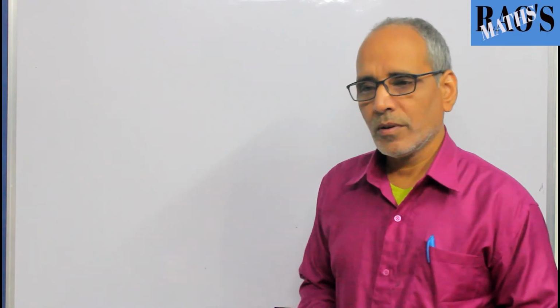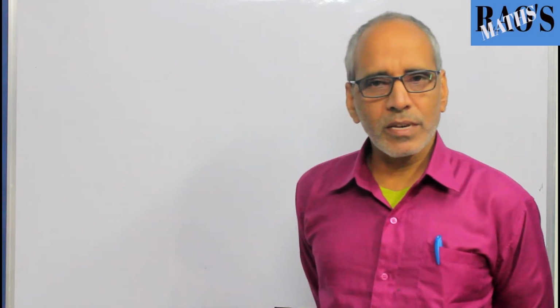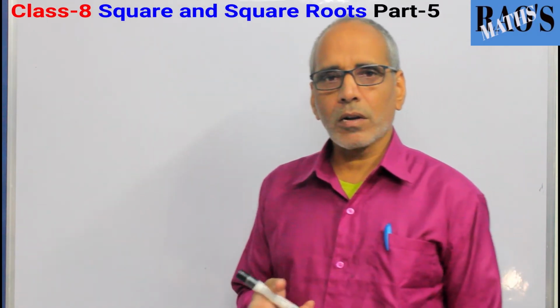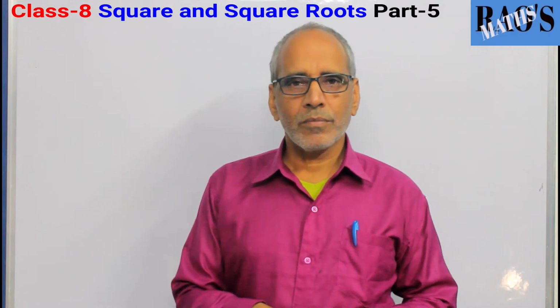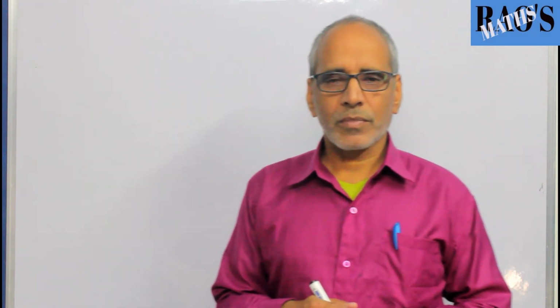For example, root 3 is not a square number, but we can find the root of 3 up to n number of places, that is up to the 10th place, 100th place or 1000th place, and so on. So we can find the square root of any square number or non-square number in this method.